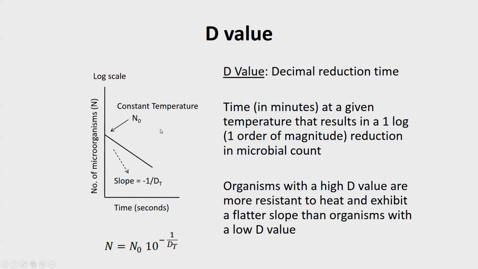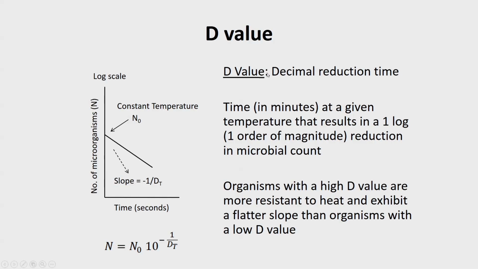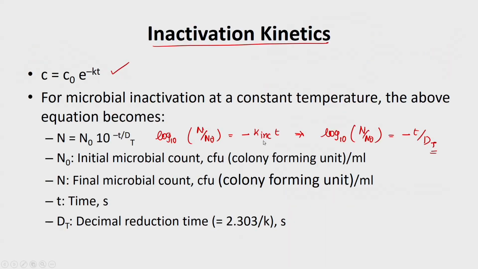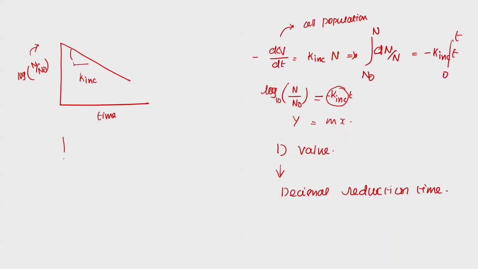So, we talked about this already. So, how do I relate my slope to decimal reduction time, right? So, the D value goes like this, decimal reduction time: time in minutes at a given temperature. So, that is what I told, this T represents the given temperature that results in a 1 log reduction in a microbial count, right, 1 order of magnitude, right. So, now we will see this in detail here.